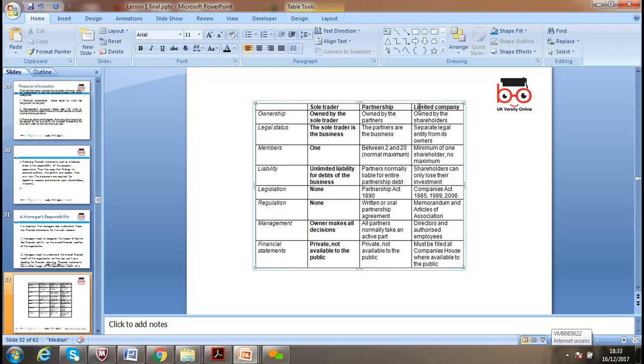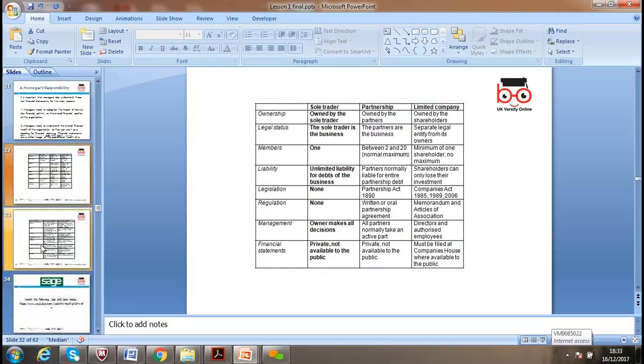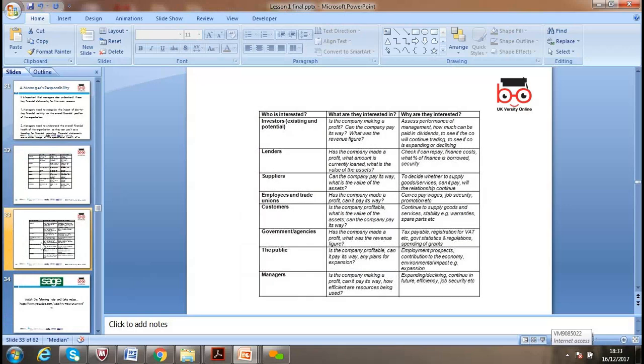And other public examples are Unilever, Procter and Gamble, and L'Oreal, which are public limited. So that's all about the public limited and the private limited.